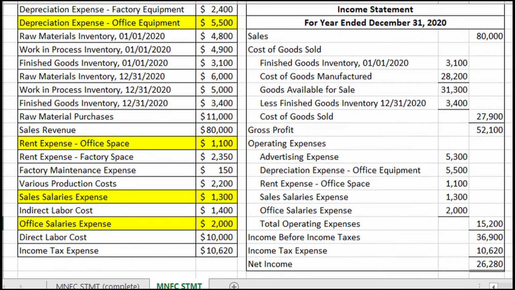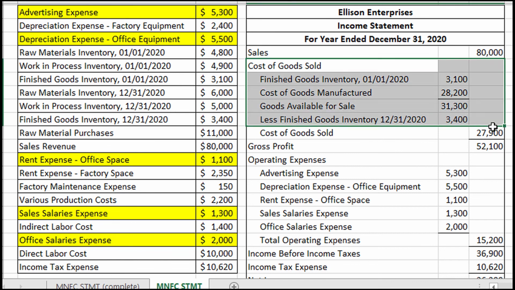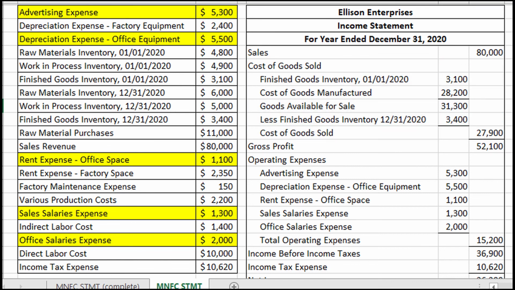Alright, we are finished with the income statement for manufacturer. And the only really new thing here was the calculation of cost of goods sold. So as long as you have that, you should be good to go.